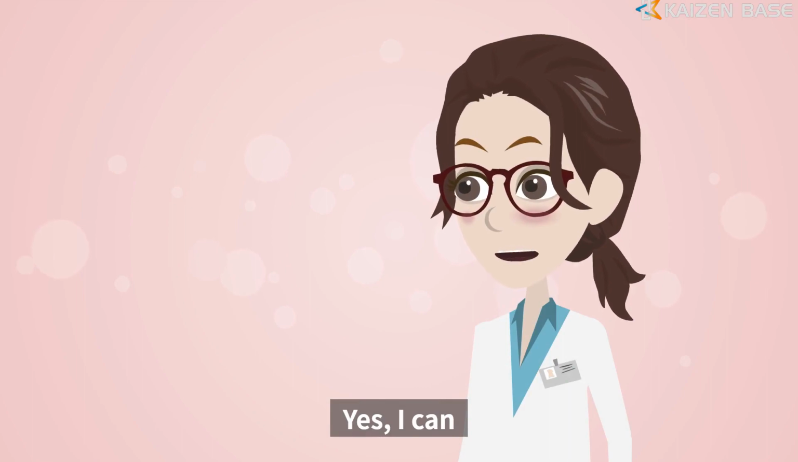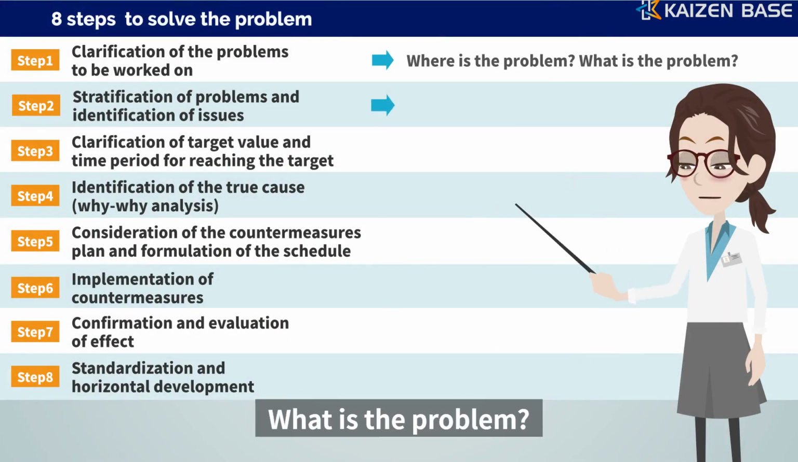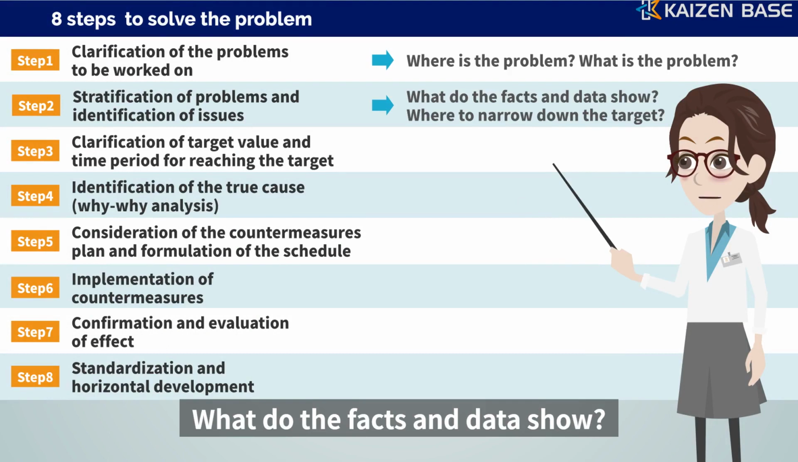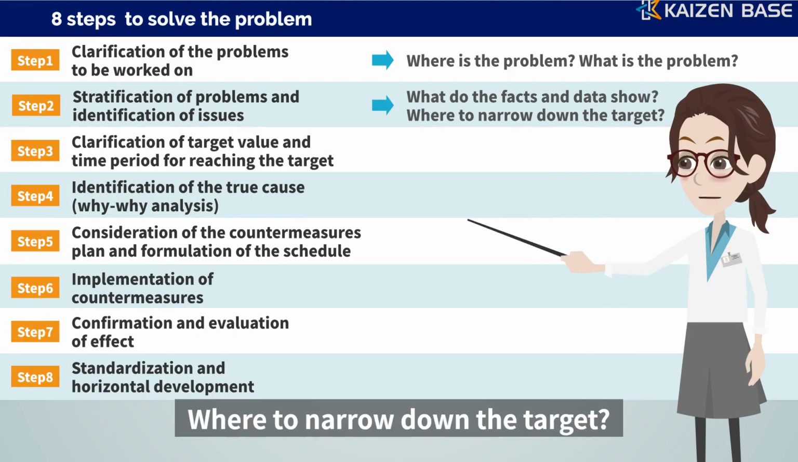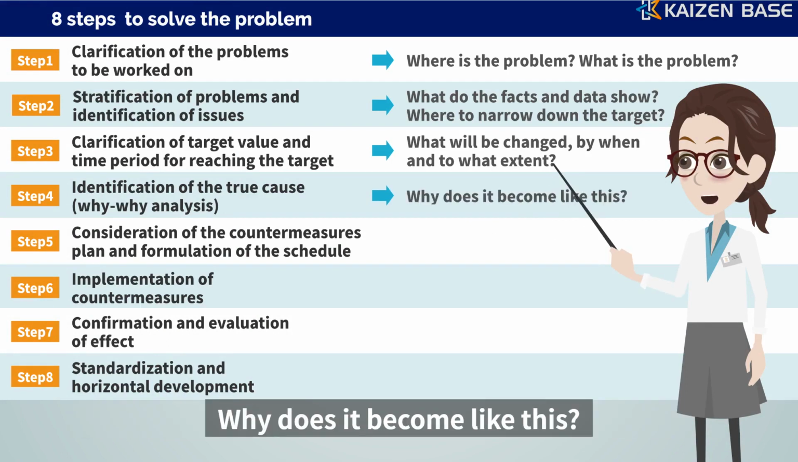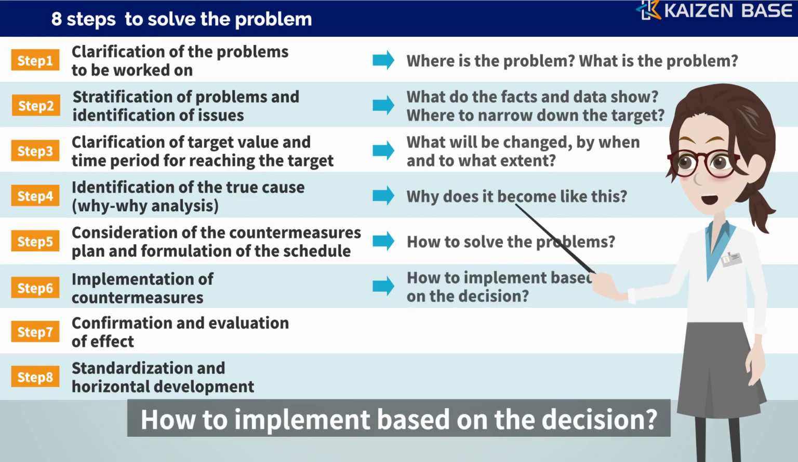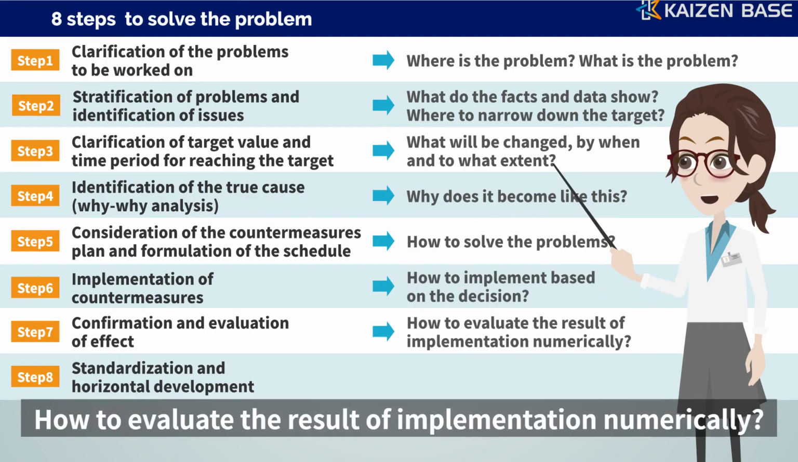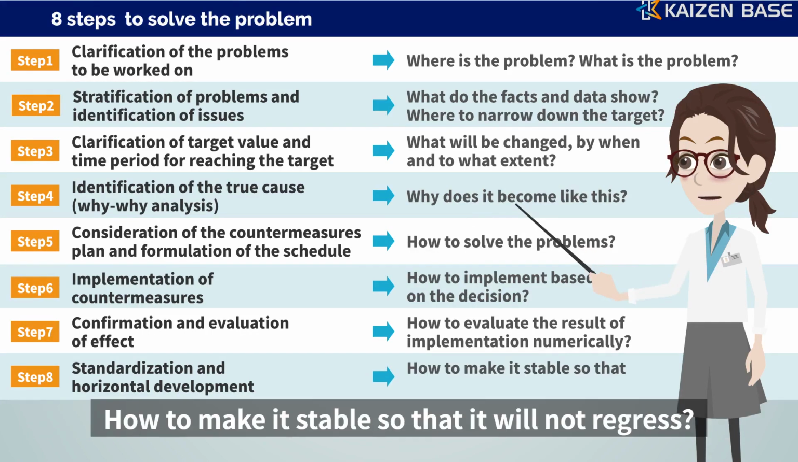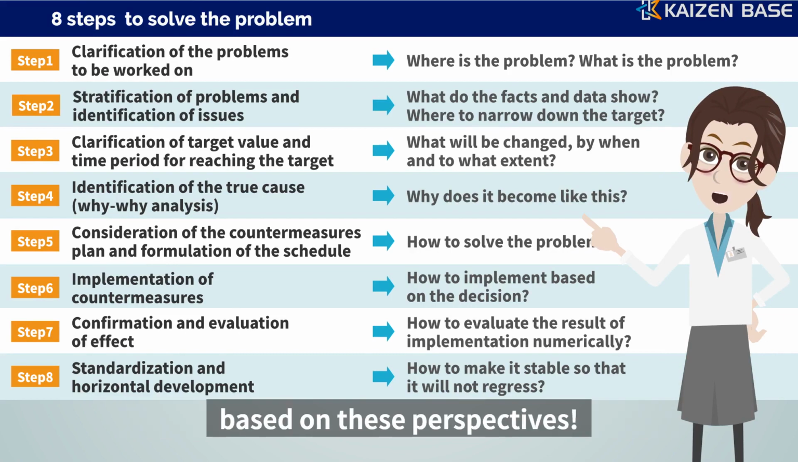Yes, I can. Where's the problem? What is the problem? What do the facts and data show? Where to narrow down the target? What will be changed, by when and to what extent? Why does it become like this? How to solve the problems? How to implement based on the decision? How to evaluate the result of implementation numerically? How to make it stable so that it will not regress? I think the point is to take each step firmly based on these perspectives.